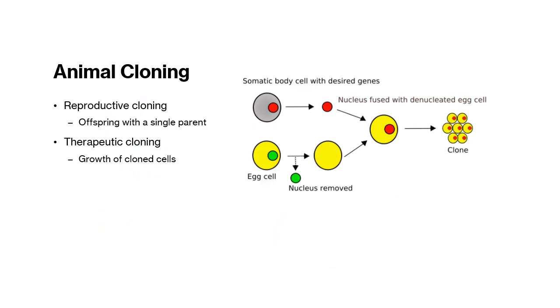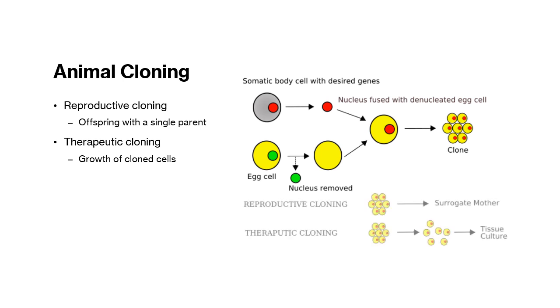While animals can be cloned, the process is much more difficult and far less successful than that of plants. Animal cloning is typically accomplished through nuclear transfer, in which the nucleus is removed from an egg cell and replaced with the nucleus from a somatic cell. Now, this can theoretically at least be used either to produce cloned cells for therapeutic purposes or to produce an embryo for implantation into a surrogate.